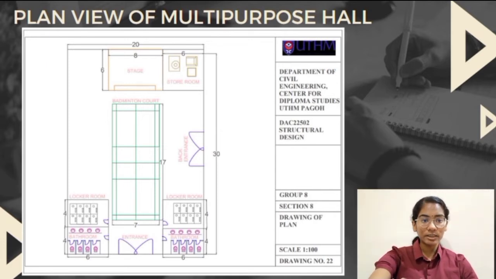So, as we can see from the plan view, the dimension of the elements can be seen clearly. For the badminton court, the dimension is 7 meter times 17 meter, and for the stage it is 8 meter and 6 meter, and for the storeroom the dimension is 6 meter times 6 meter, and for the 2 toilet rooms the dimension is 4 meter times 4 meter, and lastly for the locker room it's 4 meter times 4 meter.